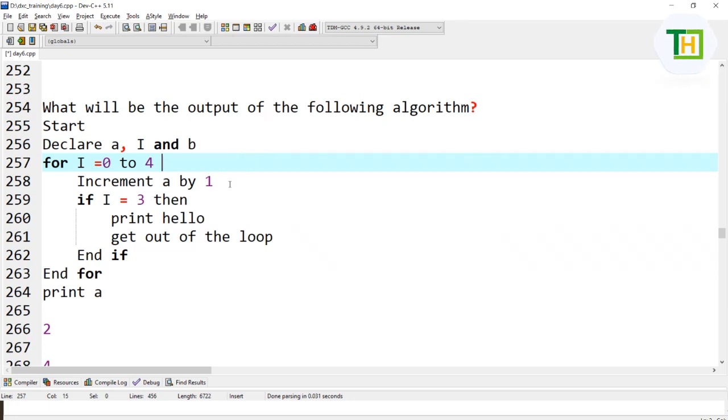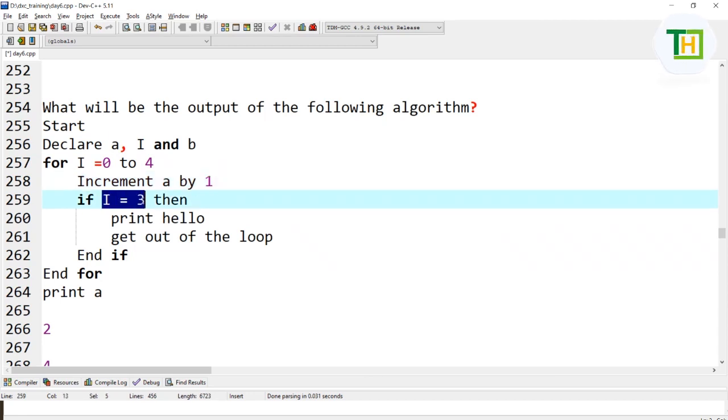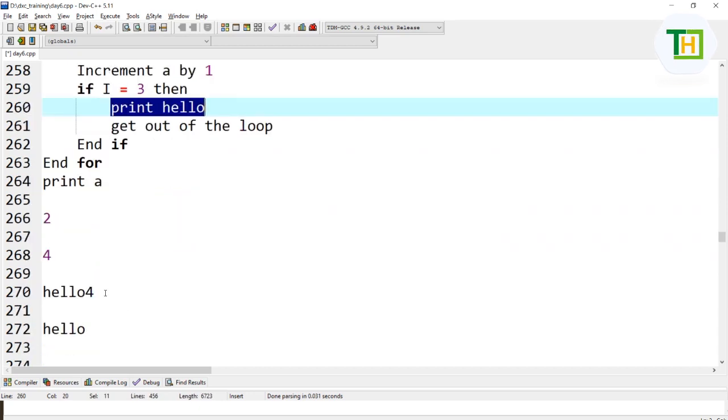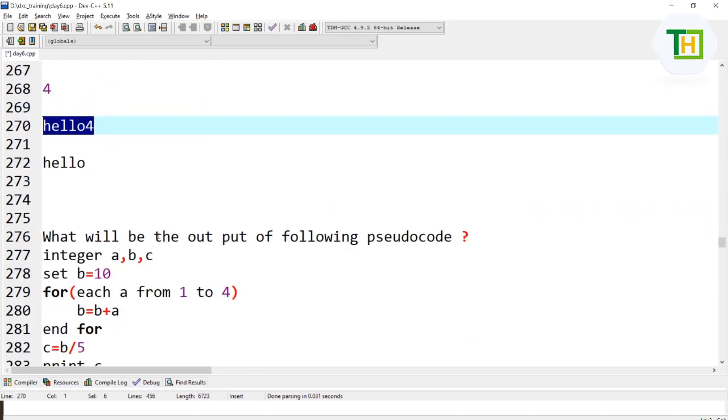And I value is incremented by 1. That means it is always incremented like that, 0 plus 1. That means it is repeated for 5 times, and then I value is going to be 5 here. But here, if I is equal to 3, then print hello. I think the question is already repeated, the same question. Hello is equal to 4.